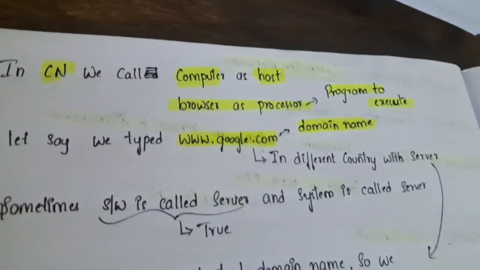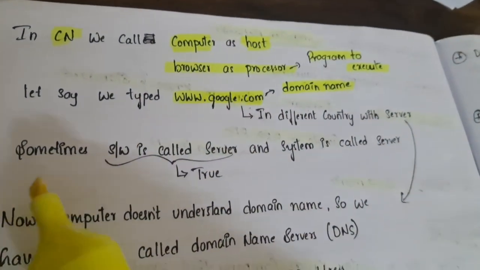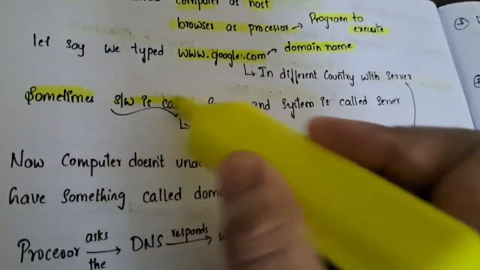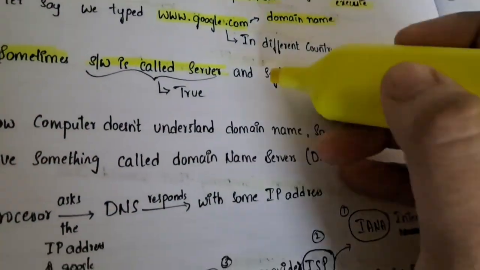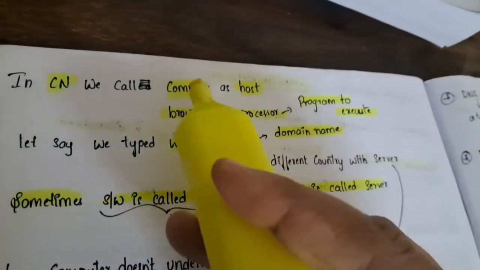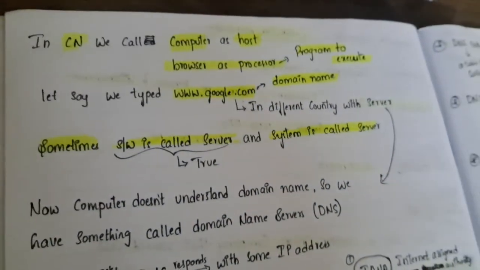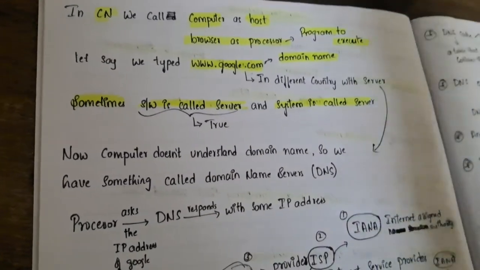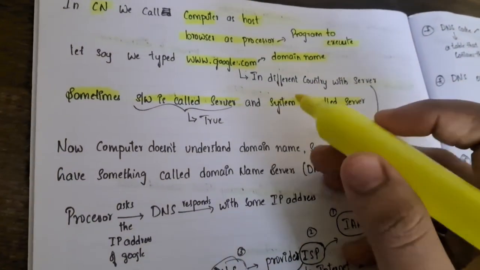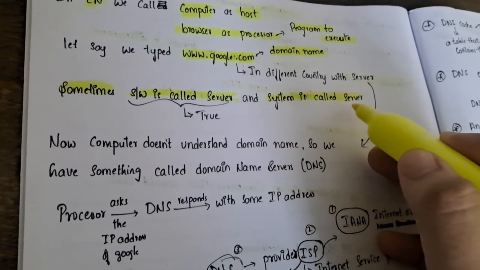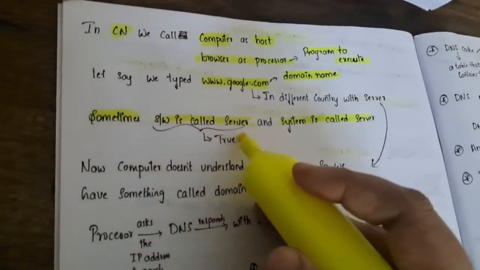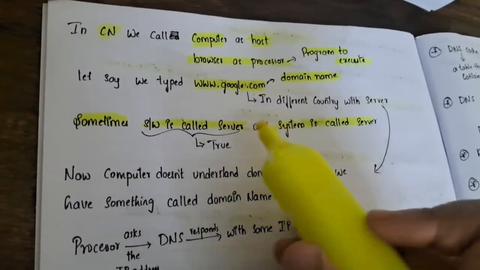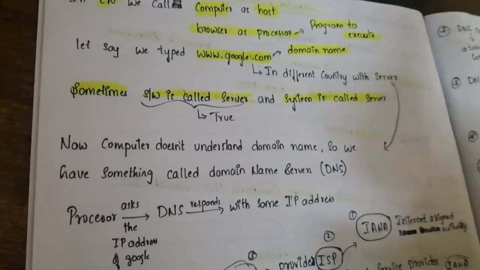Now, remember this point. Sometimes software is called a server, and also the system is called a server. Here I have called the computer a host, right? In many videos, or many papers or books you might have seen, the system or the computer also can be denoted as a server. This is also true. So don't get confused with this. Both are true.